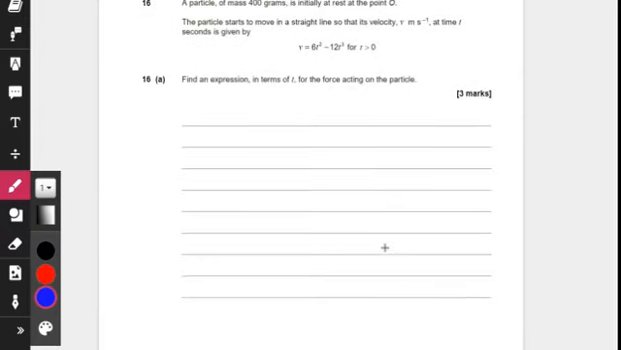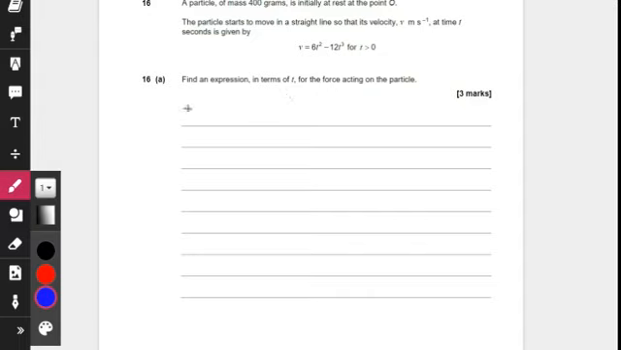A particle of mass 400 grams is initially at rest at the point O. The particle starts to move in a straight line so that the velocity v meters per second at time t seconds is given by v equals 6t squared minus 12t cubed for t greater than 0. Find an expression in terms of t for the force acting on the particle.